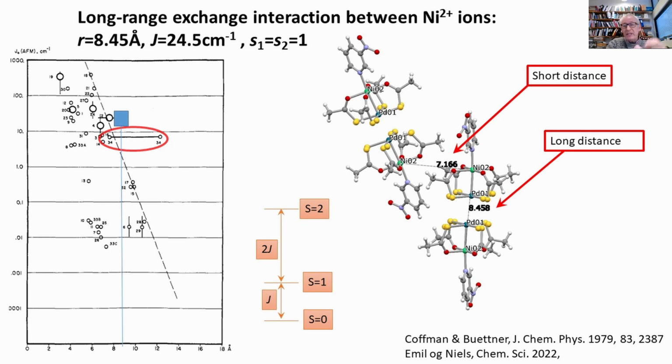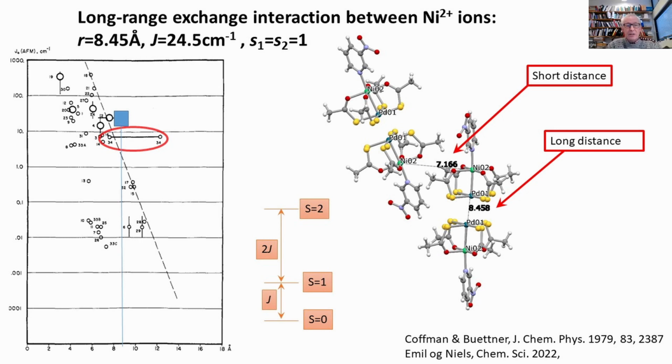But see, if you look at the crystal structure here, there are actually two different nickel distances. There is a long distance of 8.5 angstroms, and then there is a shorter one between dimers of 7.2 angstroms. And essentially, how should you now be able to decide that the interaction you see is between these two nickels or between these two nickels?